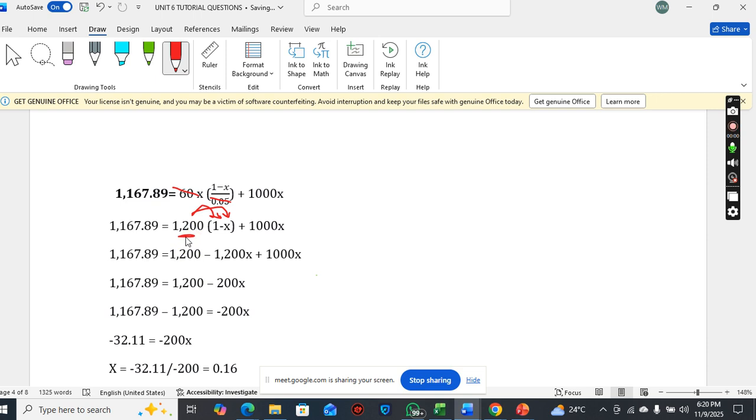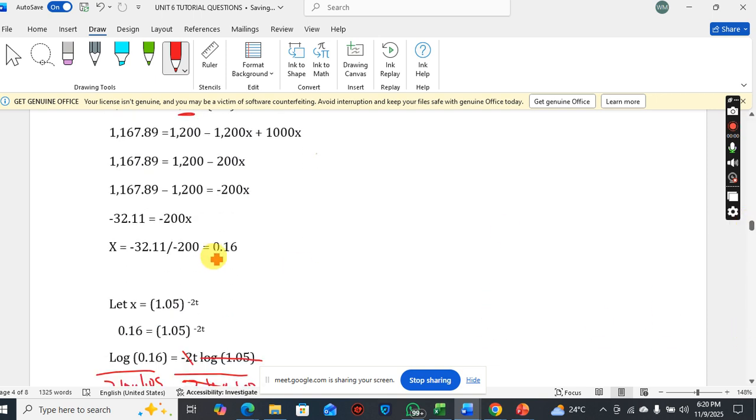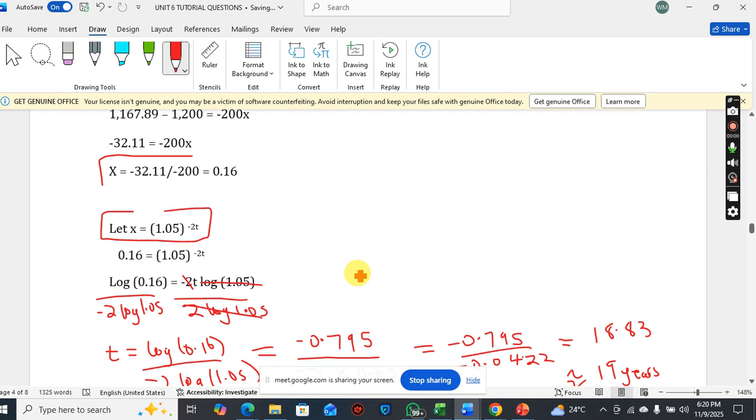Then it's now back to mathematics, algebra. Get like terms, find the value for x. Once you find the value for x, you come back to this equation that you formed: 0.16 equals 1.05 to the power negative 2t. Then, to bring the 2t down, you introduce logarithms.